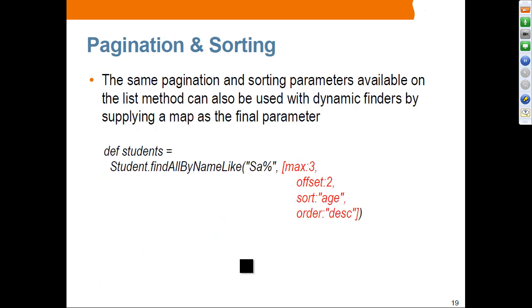Okay, so you can also do pagination and sorting. So you can specify find all by name like, where I'd like to find all names of the students which have SA in the beginning, and after that anything is fine. I want to receive a maximum of 3 starting from offset 2, sorted based on age, and the order is going to be descending order.